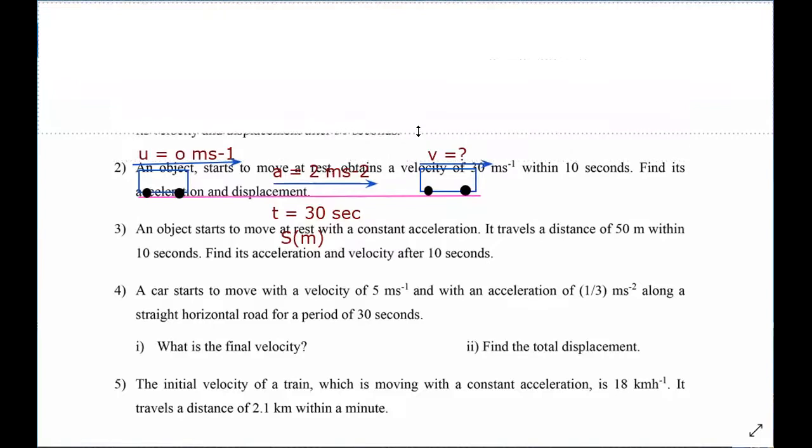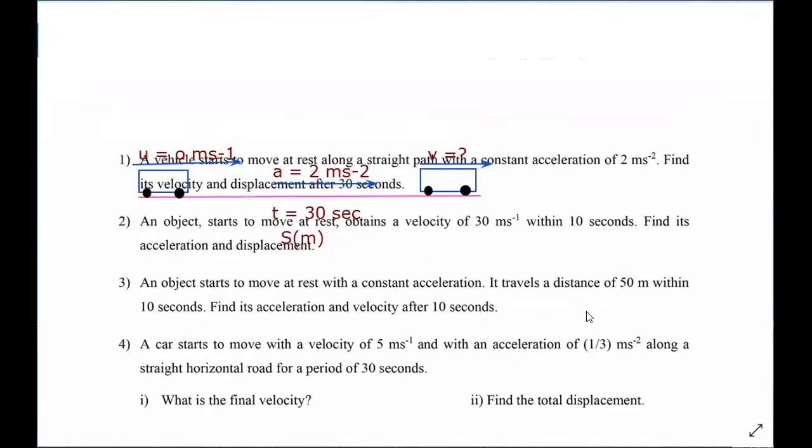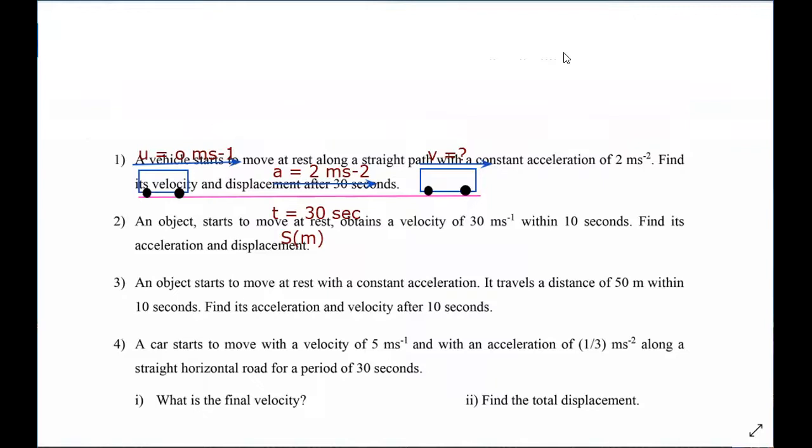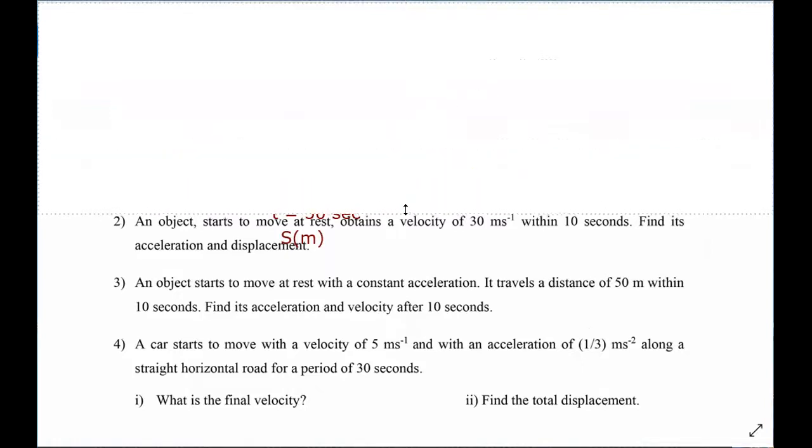Can somebody unmute the mic and read question number 2 here. An object starts to move at rest, obtains a velocity of 30 meters per second within 10 seconds. Find its acceleration and displacement.